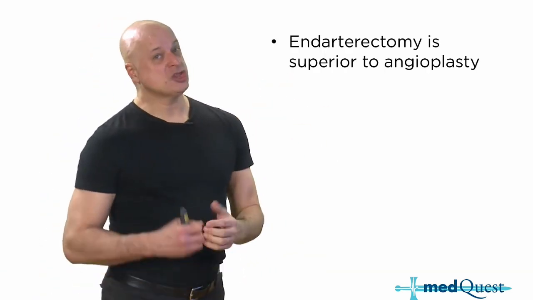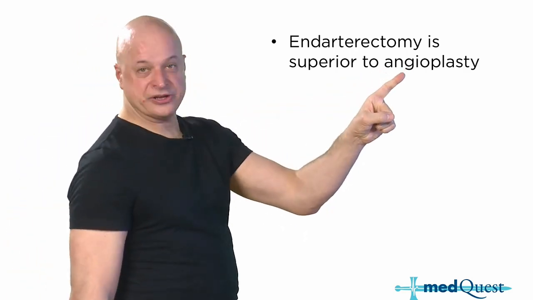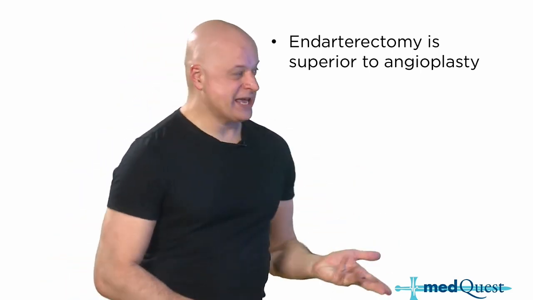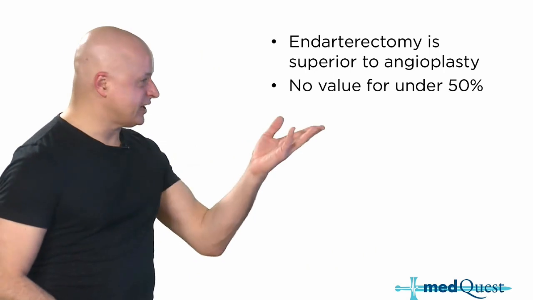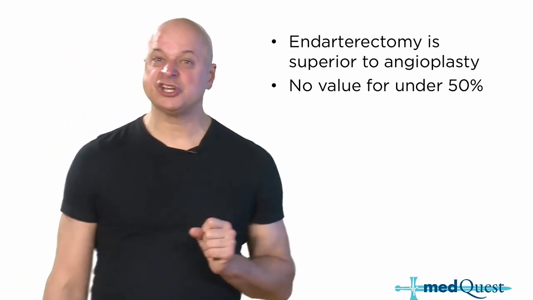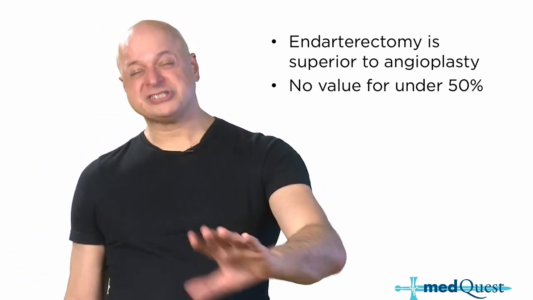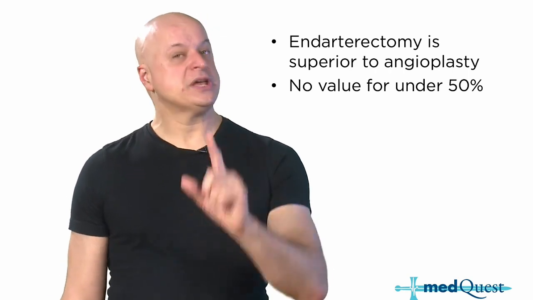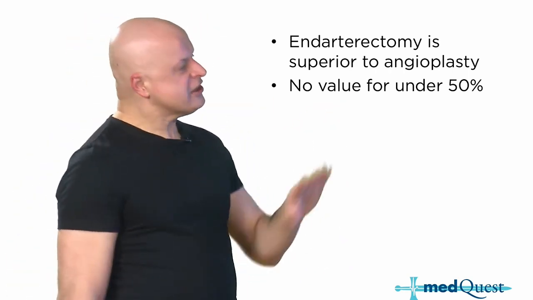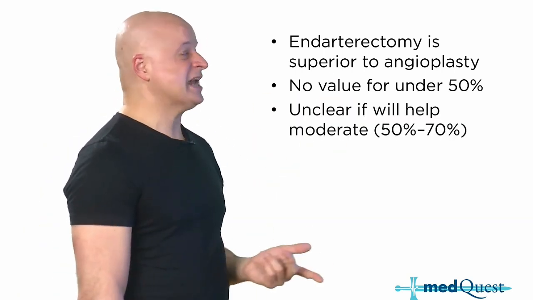Now, here's the thing. In the heart, PCI angioplasty is excellent. But in the carotids, angioplasty is not excellent. In the heart, we stent. In the brain, we don't stent. And just like in the heart, to be considered significant stenosis, it has to be about 50 to 70%. Over 70% is a definite. So in the heart and in the carotids, 70% is definitely serious. 50 to 70 is probably not serious. Under 50 is definitely not serious at all.